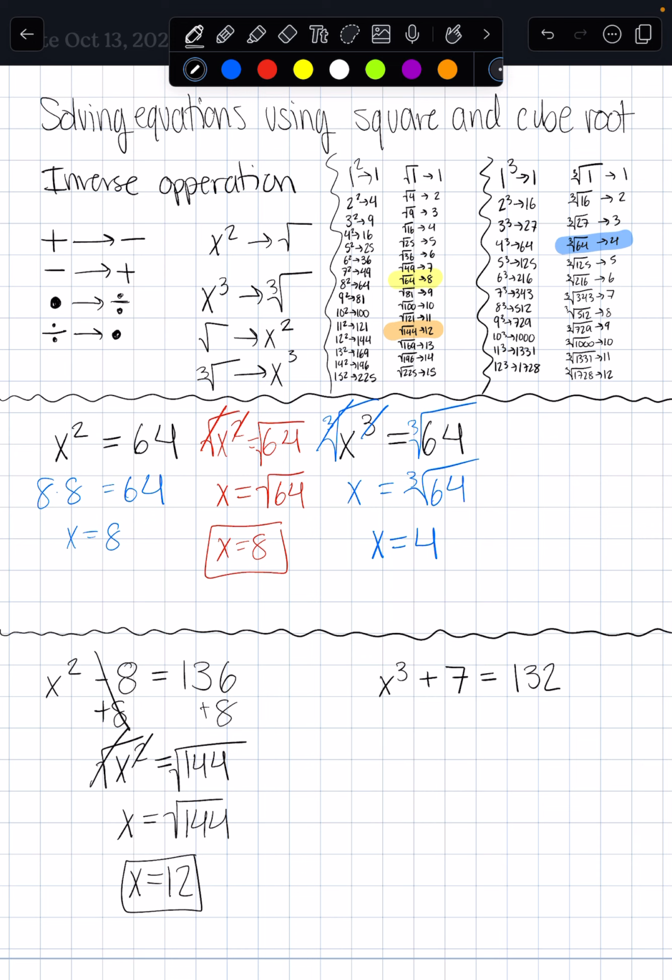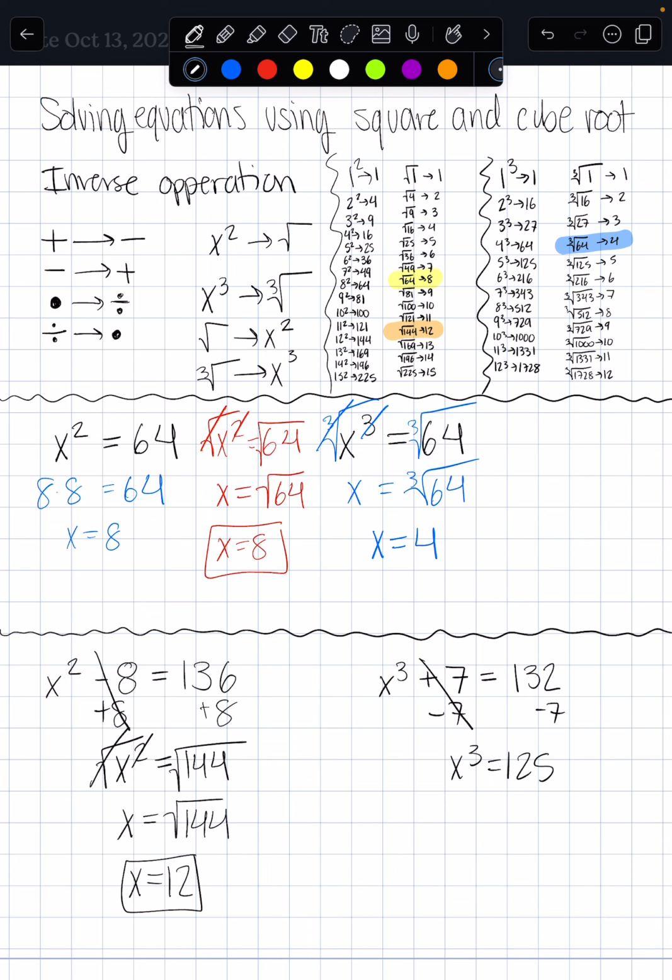All right, let's solve our cubed equation. So in this one, we have x cubed plus 7 is equal to 132, and again, that plus 7 term is in our way of isolating our x cubed, which is in the way of isolating our variable x. And so we're going to want to cancel that positive 7. So we're going to subtract 7 from both sides, or use the subtraction property of equality to cancel that. So then we would have just x cubed is equal to 125.